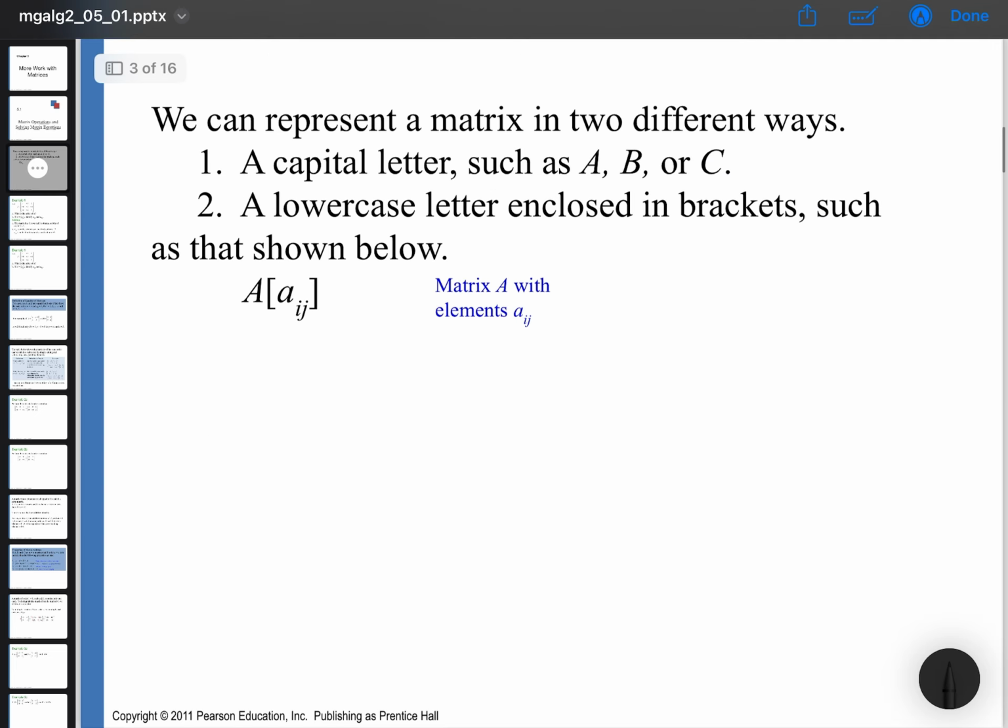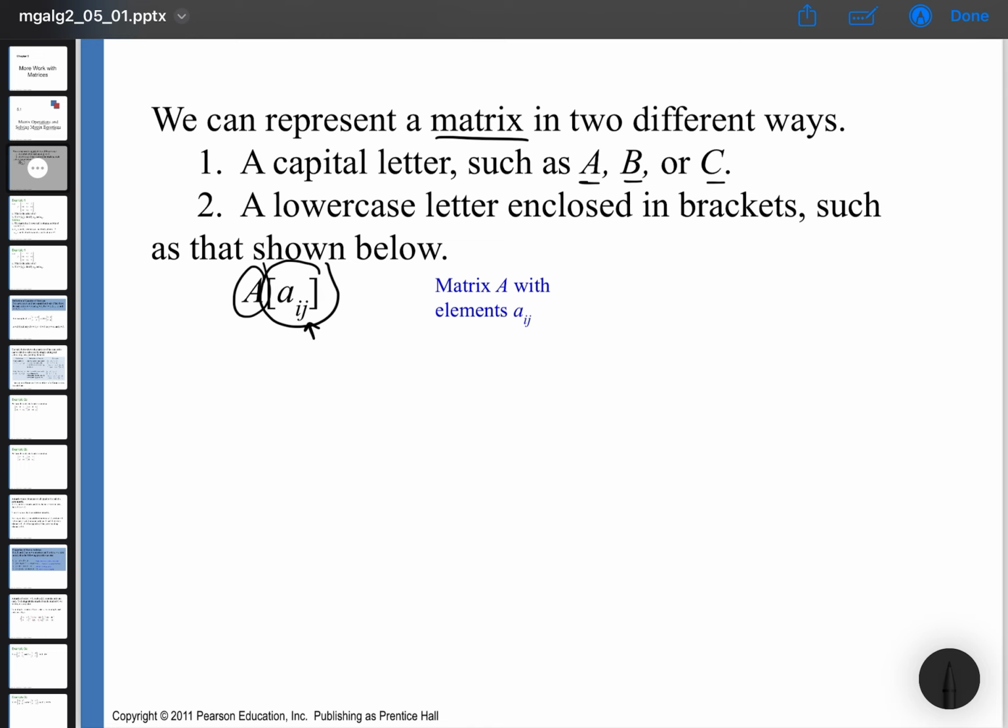So there are two different ways that we can represent a matrix. Sometimes you'll just see a capital letter like matrix A, matrix B, matrix C. So a capital letter represents an entire matrix. A lowercase letter enclosed in brackets can also represent a matrix. So you would either see maybe just a capital A, or you would see this bracket with a lowercase letter, but with these little i j things, okay?